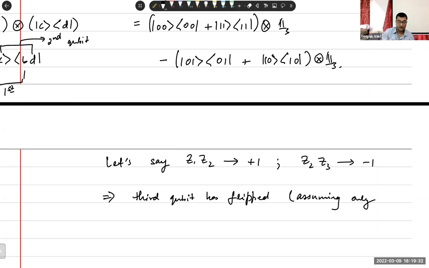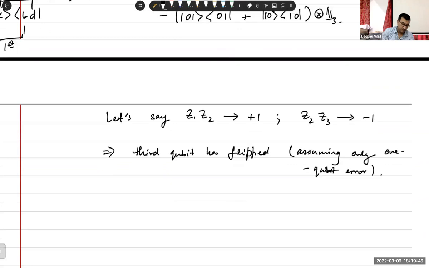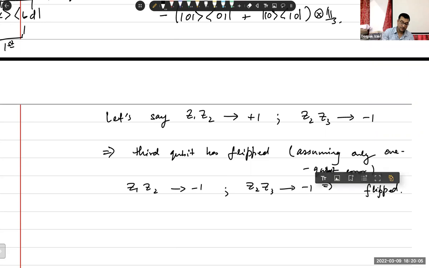Assuming only one qubit error. Okay. What if both of these give you minus one? Then that tells you that it is Z2. Z2 has failed, or qubit 2 has failed. Q2.